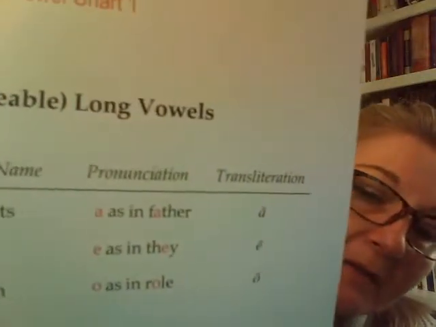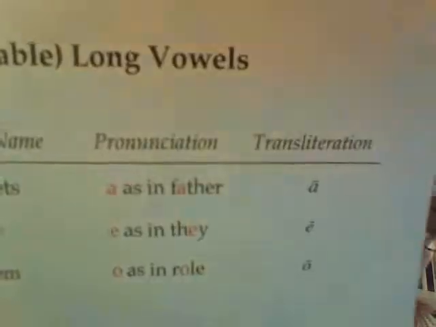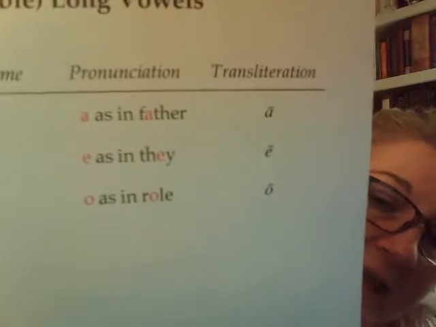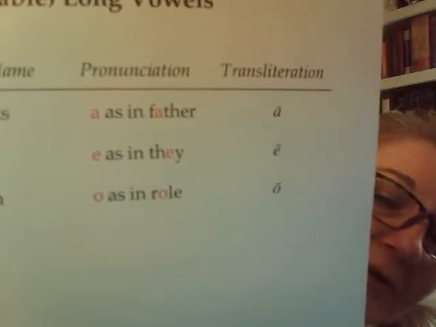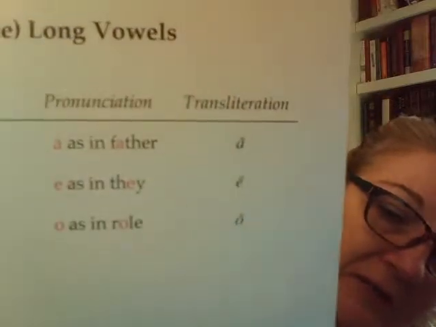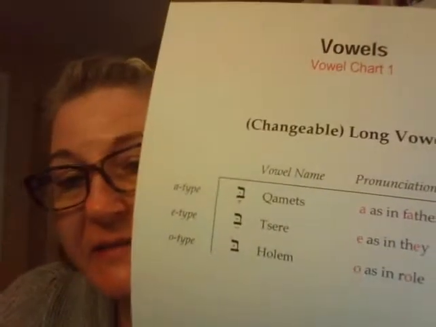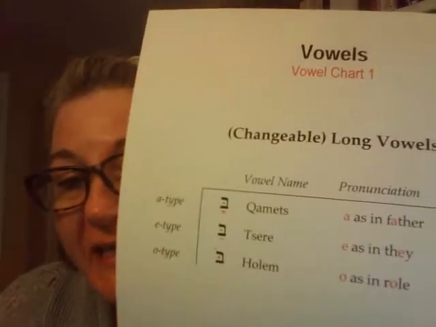And these are some of the pronunciations that you would have here. The qamets makes an A sound as in father. The tsere makes an E sound as in they. And the holem makes an O sound as in roll. So you can see the A, E, and O sounds there. And so that's why the qamets is A type, the tsere is E type, and the holem is O type. Those are your basic long vowels. You'll see those again and again and again. I think the qamets, the tsere, and the holem are probably three of the more common ones.